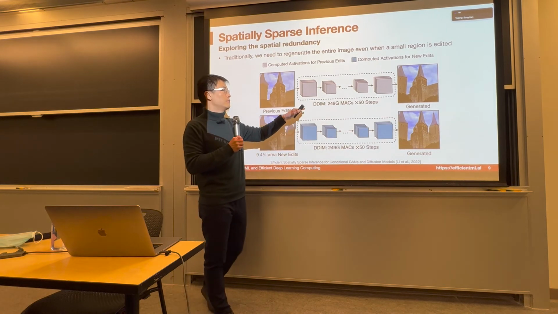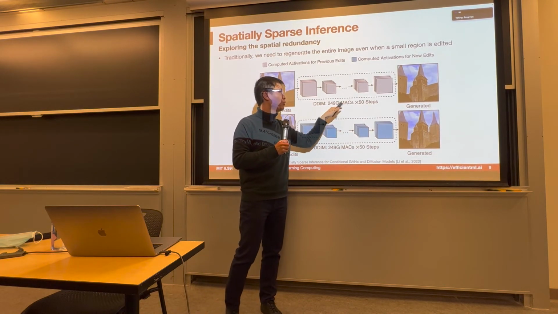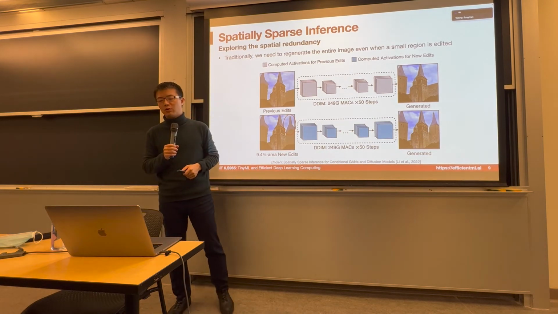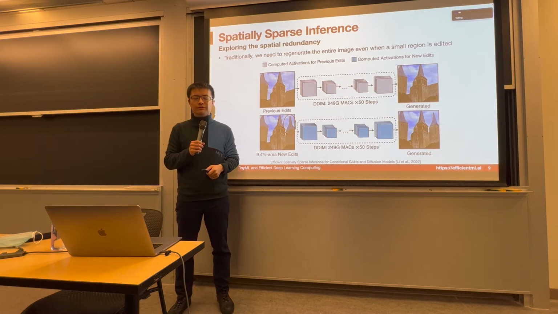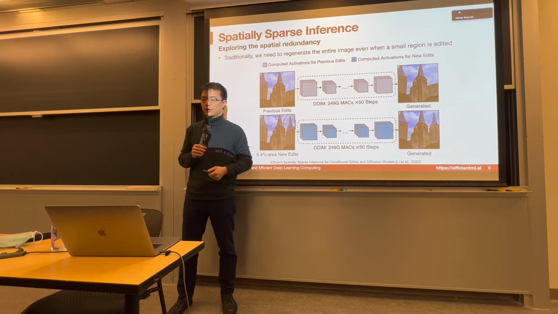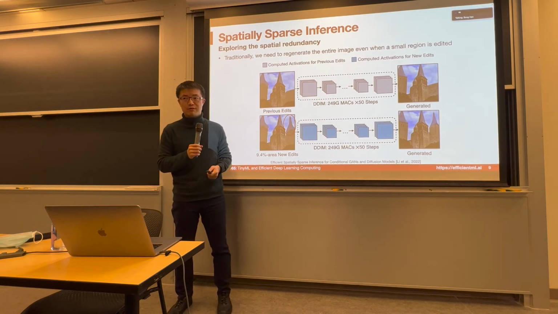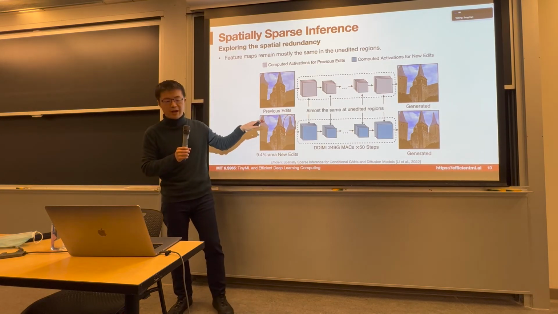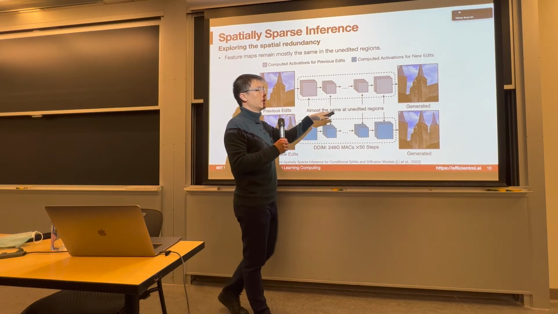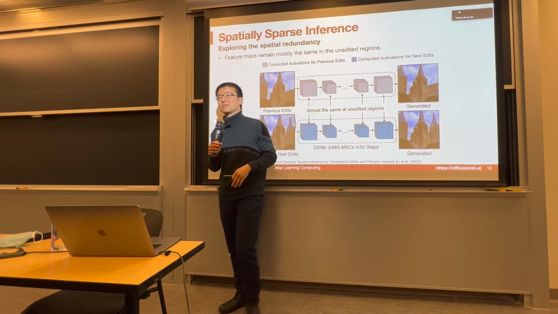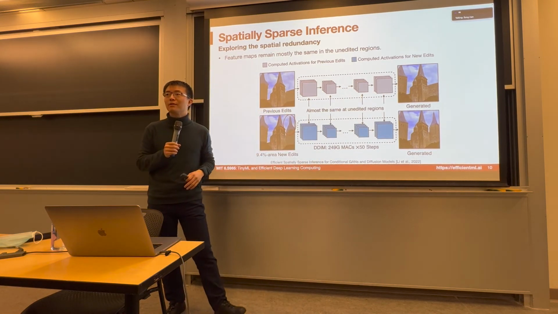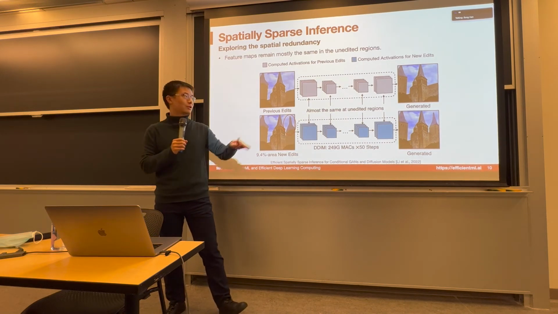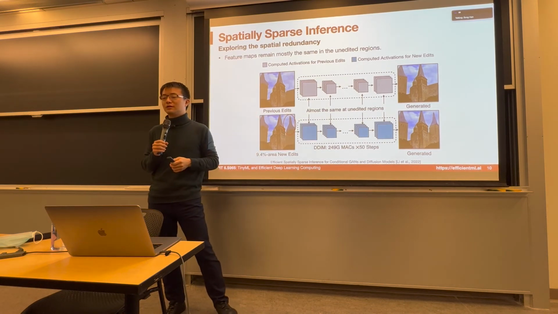So the original DDIM requires more than 200 gigamax per step and 50 steps to run such a diffusion model to generate a photorealistic image, which is very computationally expensive. However, these unedited regions are almost the same. The feature map is almost the same. So it's very wasteful if we have to compute everything on the entire image, right?